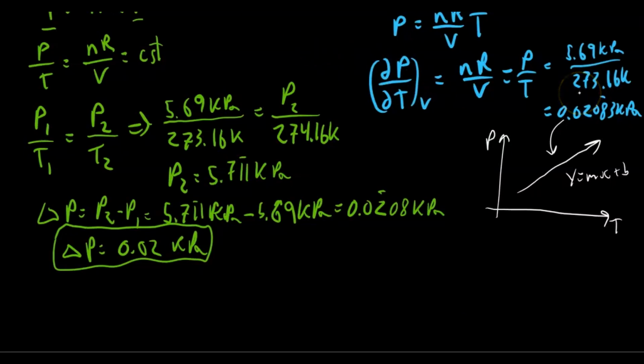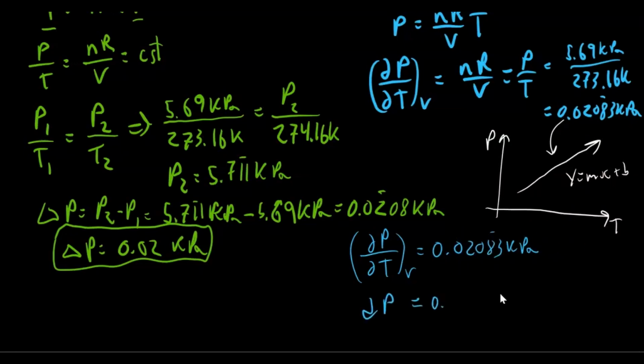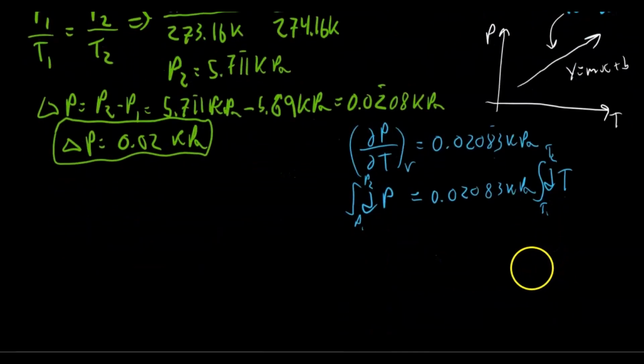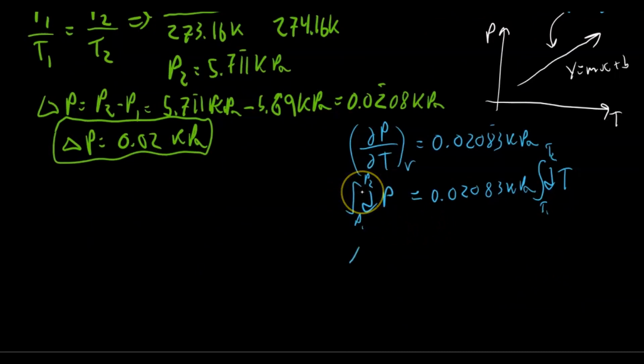We can say that this change in pressure over change in temperature at constant volume, that's the slope, 0.02083 kilopascals, three sig figs, is approximately equal to dP at constant volume over dT. Integrate both sides from P1 to P2, which will go from T1 to T2. This is the initial pressure, initial temperature, final temperature. And the integral of this is just our change in pressure that we want.